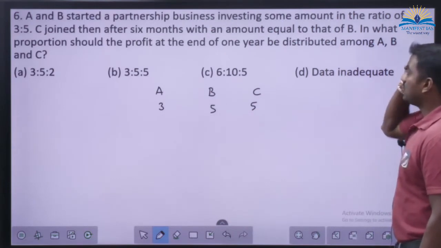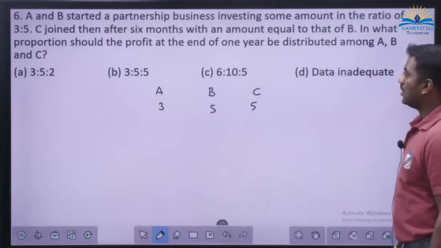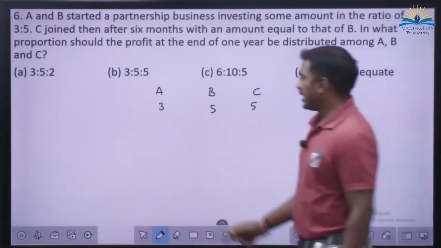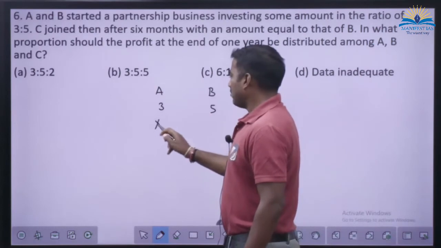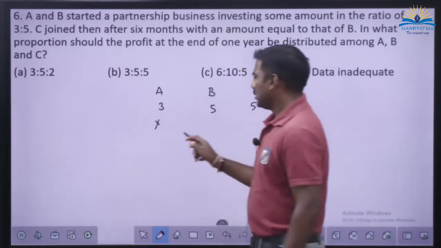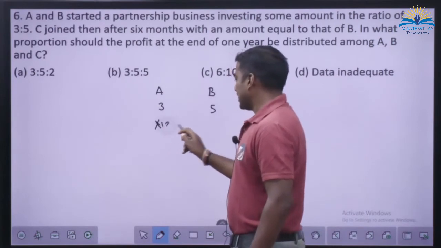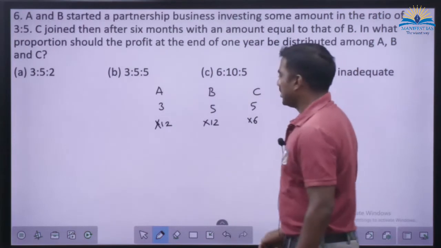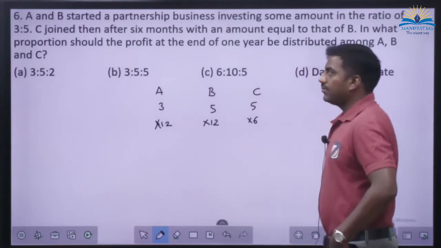But C has joined after how many months? What about A and B? They have stayed for 1 year. Here I can make this 1 year and half year also, that is not a problem. But let us take 12 months, that is our practice. So C stays for 6.